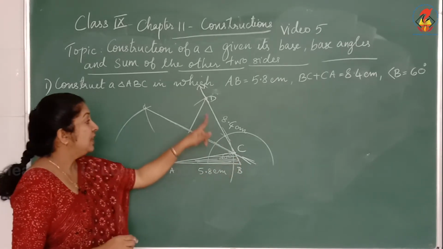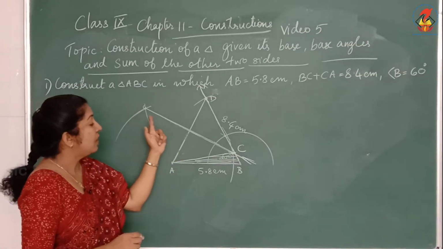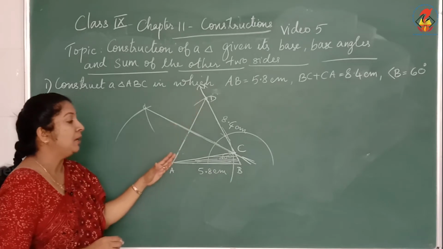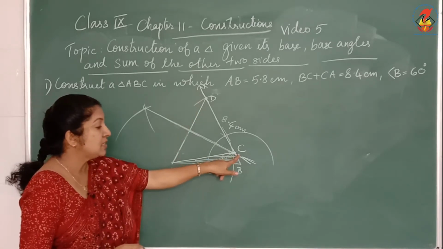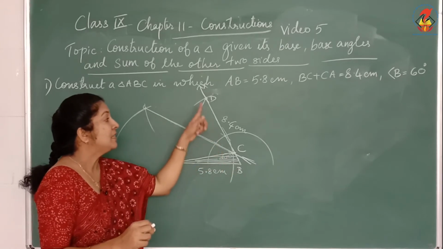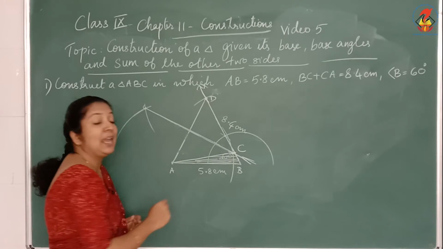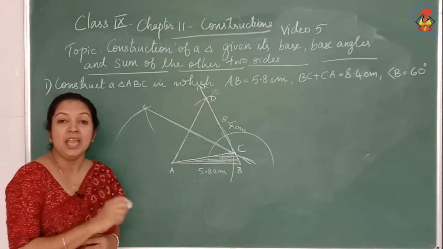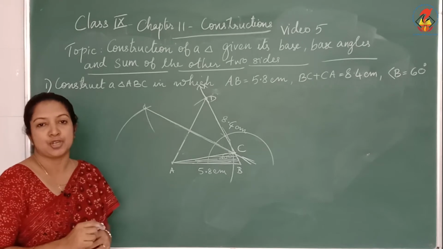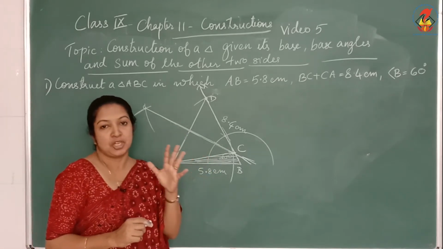Then we have marked a point D which is 8.4 centimeter away from B. Then join A and D. Next what we have done is we have drawn the perpendicular bisector of AD. And we have marked C, which is the point where this perpendicular bisector intersects BD. And join A and C. Triangle ABC is the required triangle. So you have to write the steps of construction also.